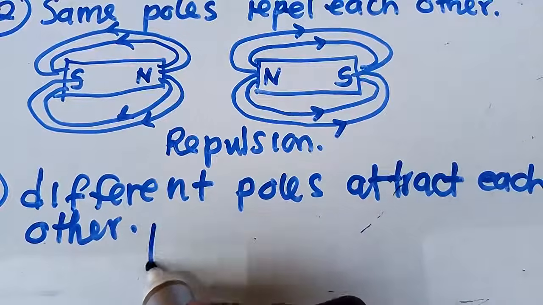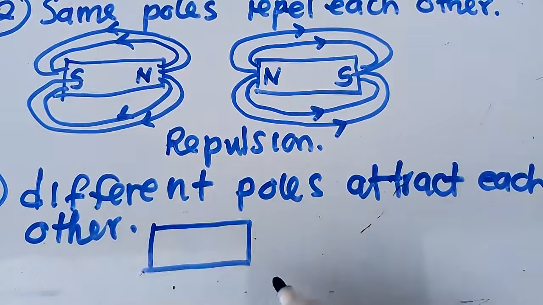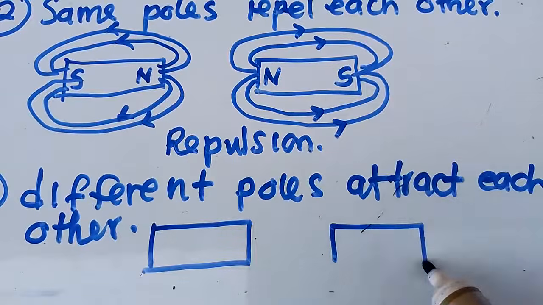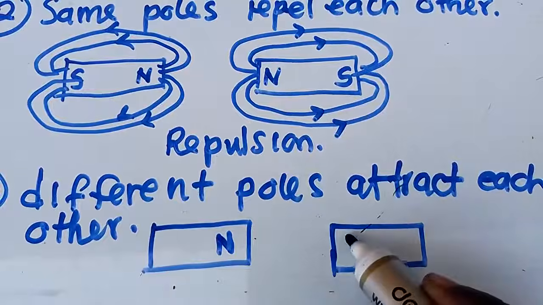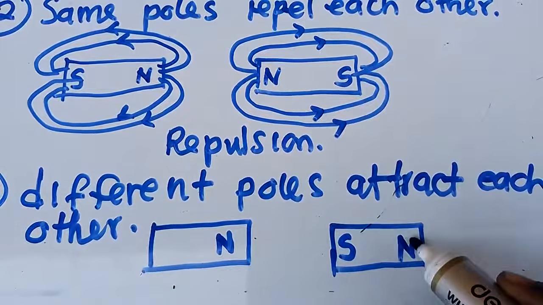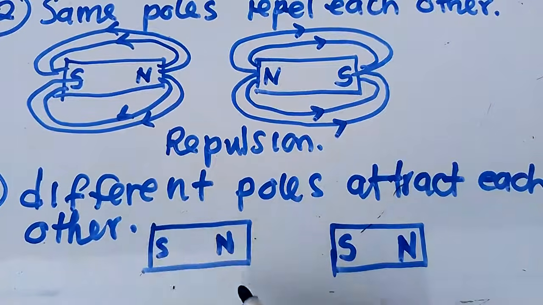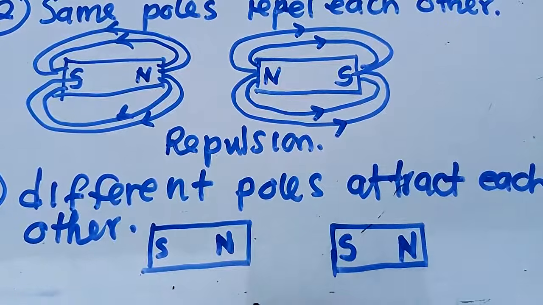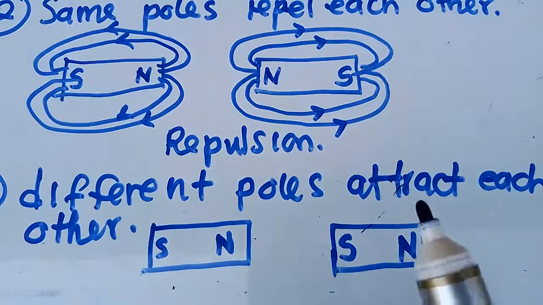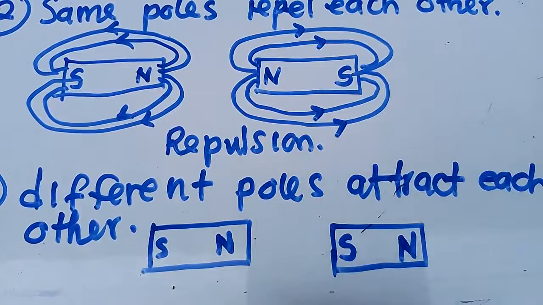Let's say you've got this bar magnet, and this is a bar magnet. If this one is the north, this one is the south. So here we've got north, here we've got south. If these two are brought near towards each other, what we are going to experience is attraction, which shows that different poles are going to attract.